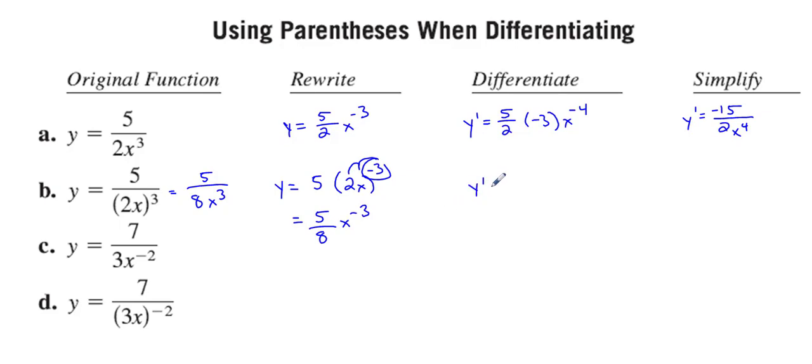So then y prime, 5/8 times negative 3 x to the negative 4 power. And then rewriting the negative 15/8. And then x to the fourth goes downstairs.